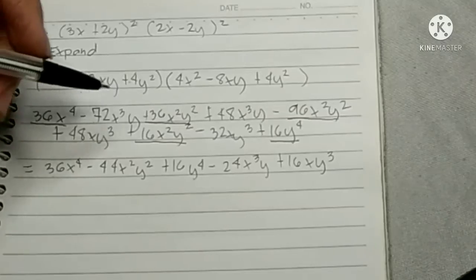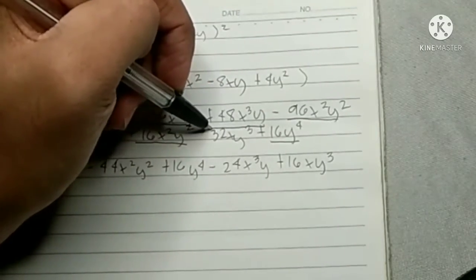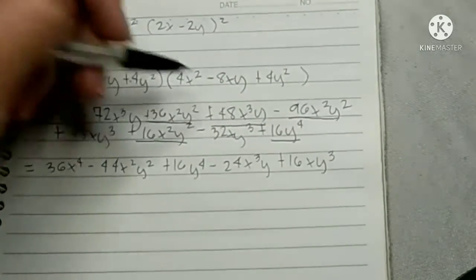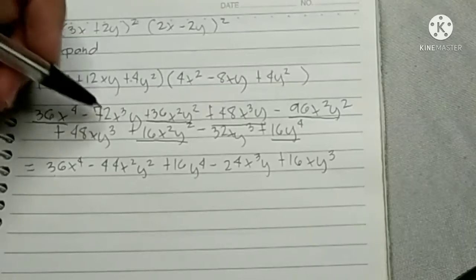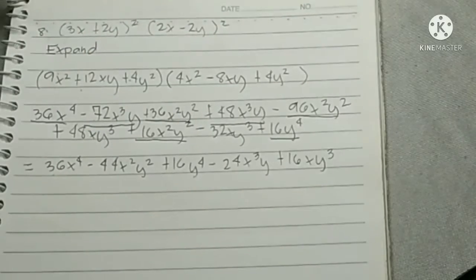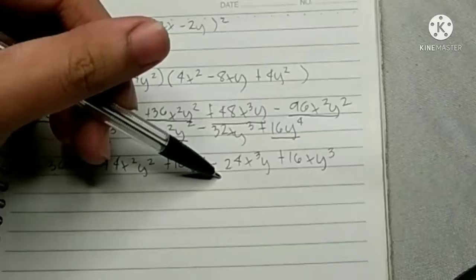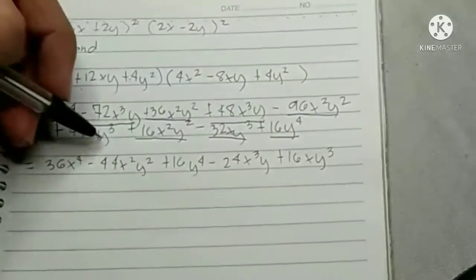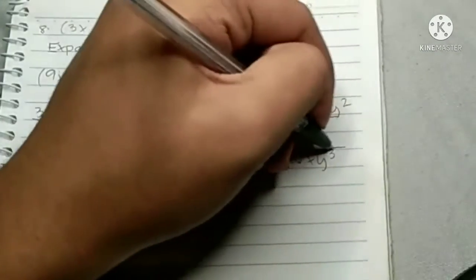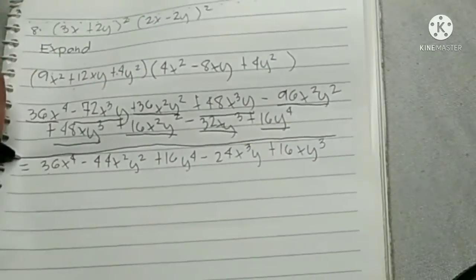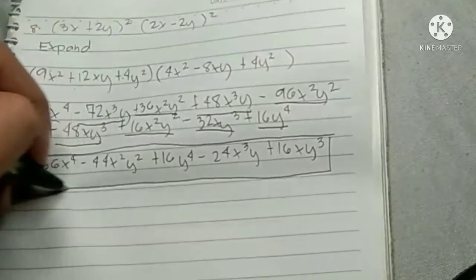Then we have here the 72 and the 48. So we will get the negative 24x cubed y. Then after that, we have here the 32xy cubed and the 48y cubed. And this is our final answer.